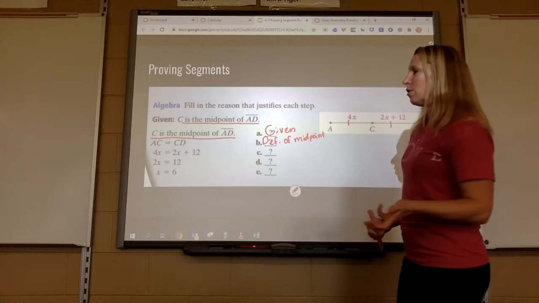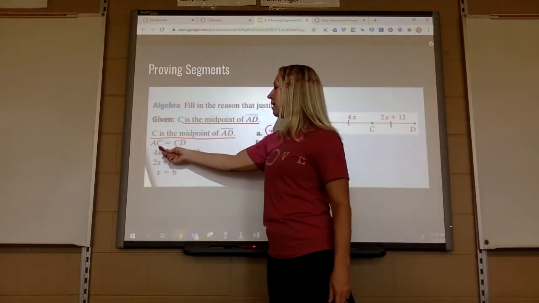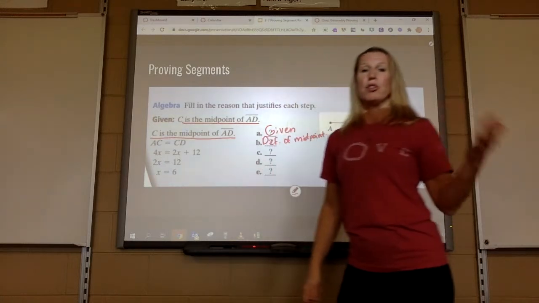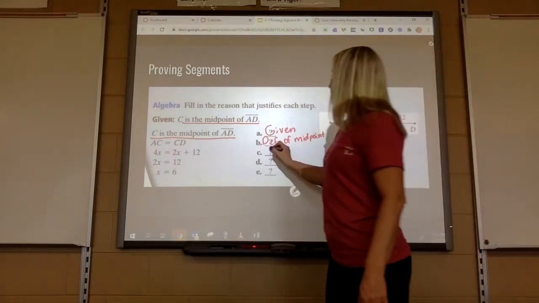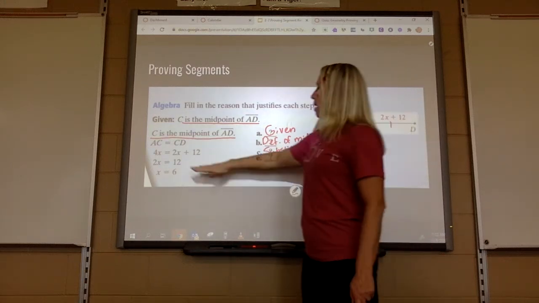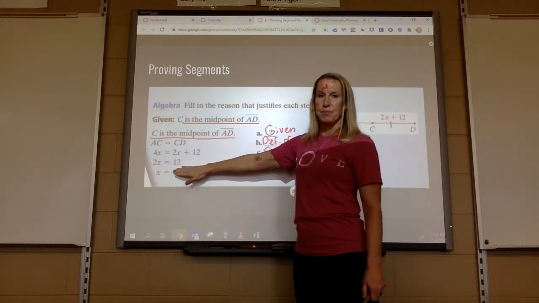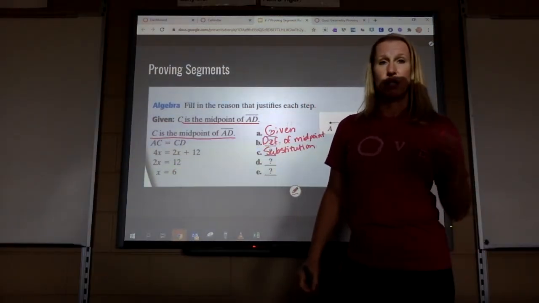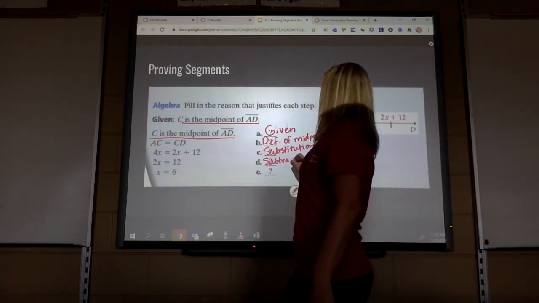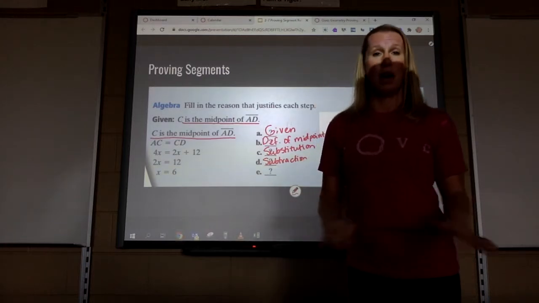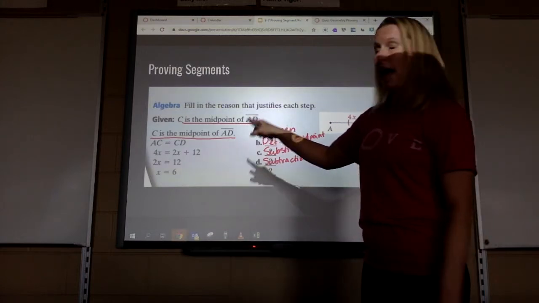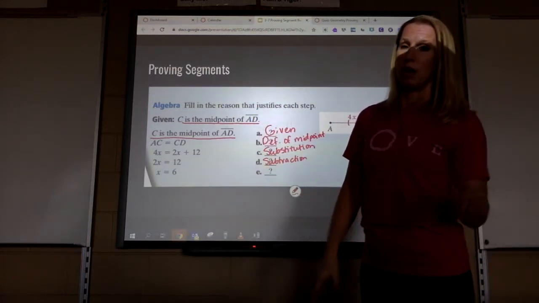Now that I know they're equal, I'm going to replace AC with 4x. I'm going to replace CD with 2x plus 12. When you replace something with something else, it is substitution. And then what happened from C to D? I subtracted 2x on both sides. So that's subtraction. It is not simplify. I'm not just combining like terms. Combining like terms is when they're on the same side of the equals. So I actually subtracted 2x on both sides, subtraction property.